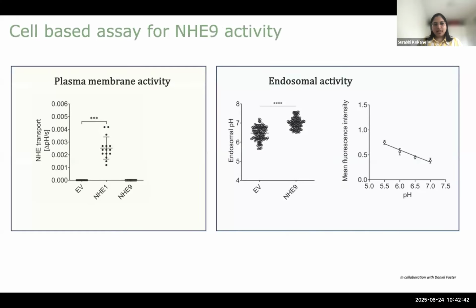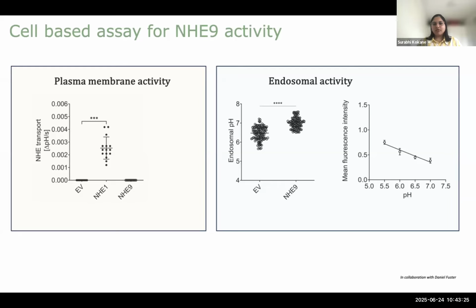As we know that PI(4,5)P2 is the major lipid at the plasma membrane, we tried to express this protein at the plasma membrane and measure the activity of the transporter. We could see that NHE9 did not have any activity at the plasma membrane, because there's no PI(3,5)P2 lipid present in the plasma membrane. So this protein is inactive when it's localized to the plasma membrane. Then we measured the activity of the protein at the endosomes, and we could clearly see a pH change when it is expressed in the endosomes. This was also done in collaboration with Daniel Fuster.